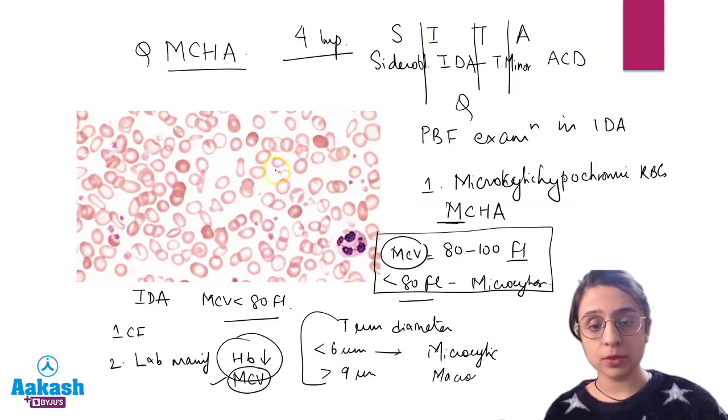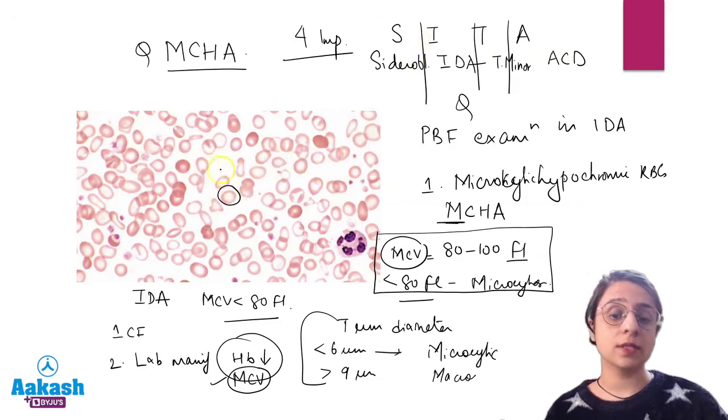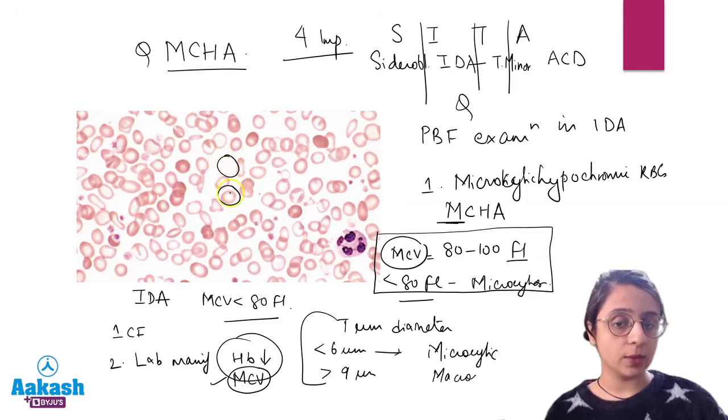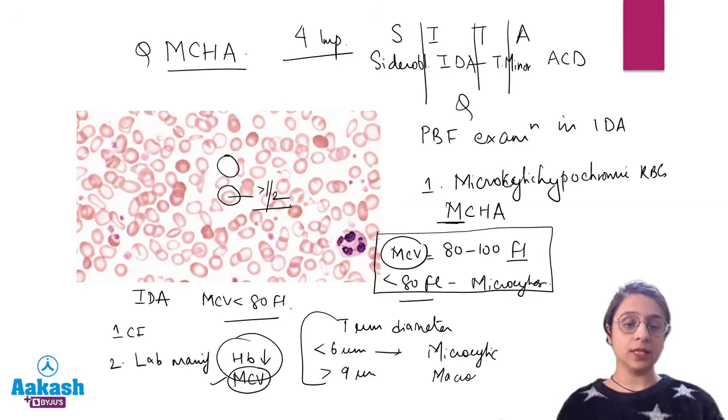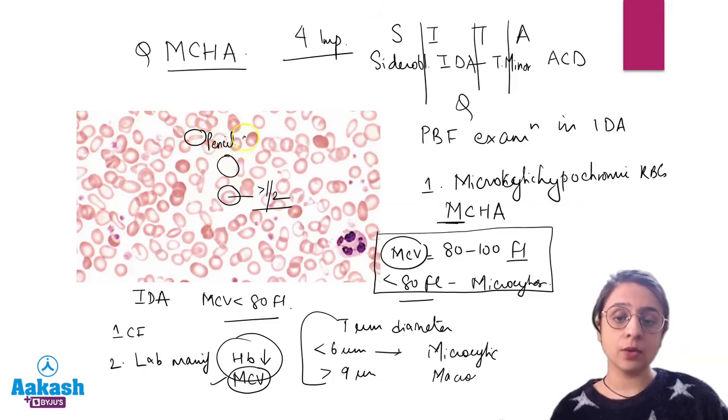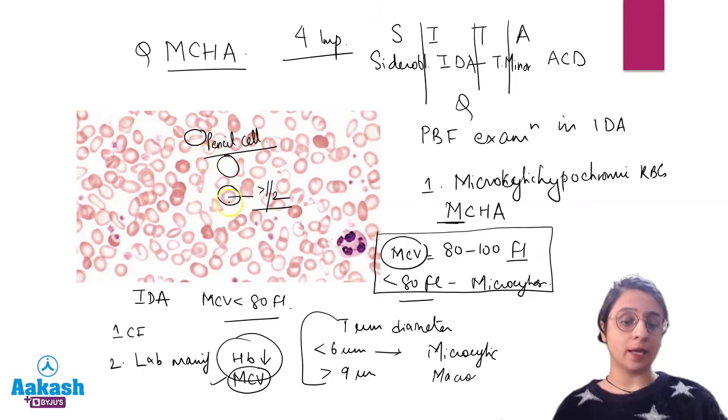So I hope you are able to find out that the size of the RBCs will be smaller than the size of the surrounding lymphocyte. Suppose there would have been a lymphocyte like this, right? So this would have been smaller than the surrounding lymphocyte, and the central pallor will be more than half. Along with that, you can see some abnormal forms of RBCs such as pencil cells. So all these manifestations are clear, I hope, on peripheral blood film examination, right?